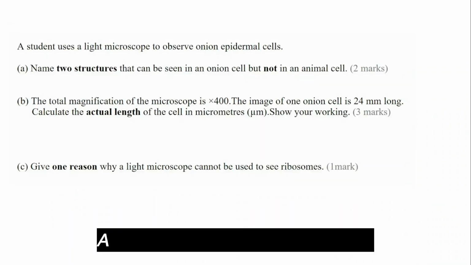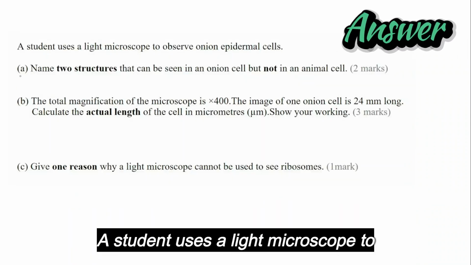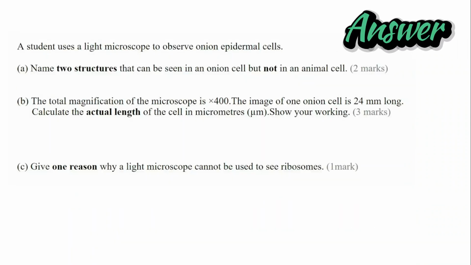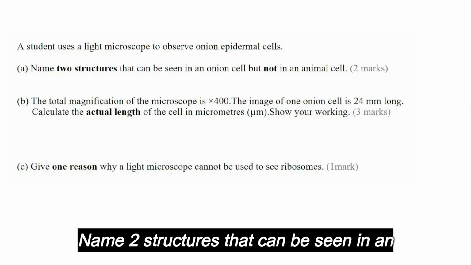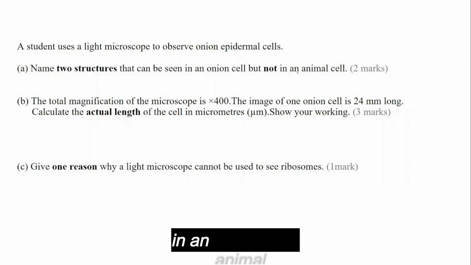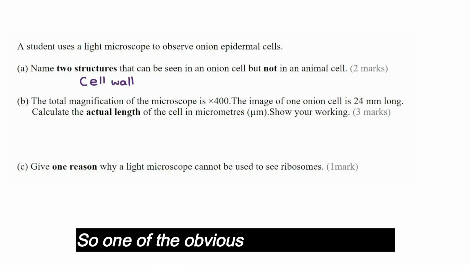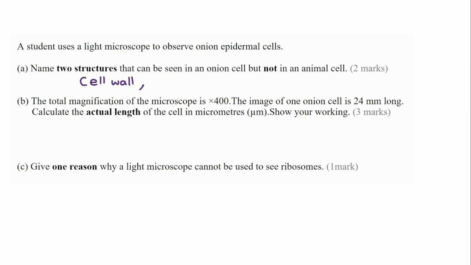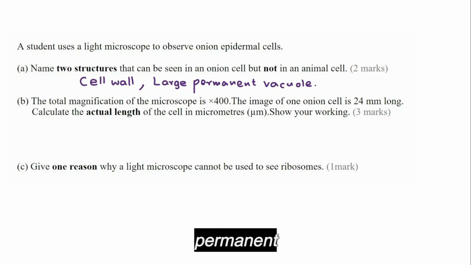Here's the answer. A student uses a light microscope to observe onion epidermal cells. Name two structures that can be seen in an onion cell but not in an animal cell. So one of the obvious answers is cell wall, and the next one is large permanent vacuole.